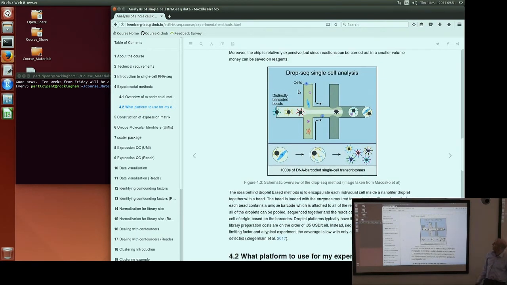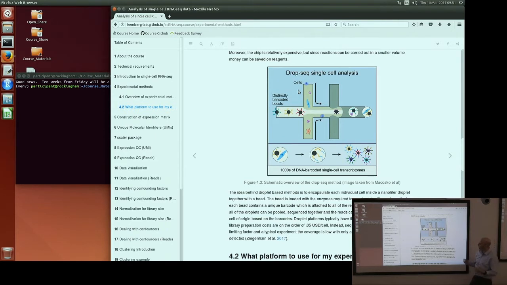Just mentioned, you may have heard about DropSeq. The magic behind DropSeq, the basic idea, is that you have these beads, and each bead has a short tag, or a barcode, which allows you to identify it. And then you have your cells, and you place each cell together with one bead inside a small droplet, hence the name DropSeq.